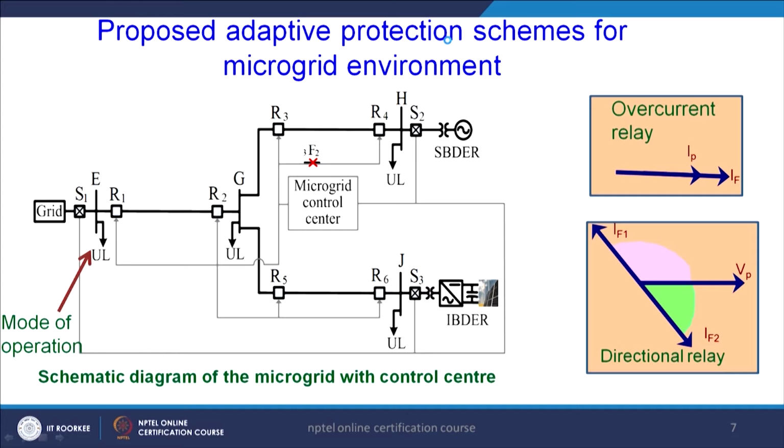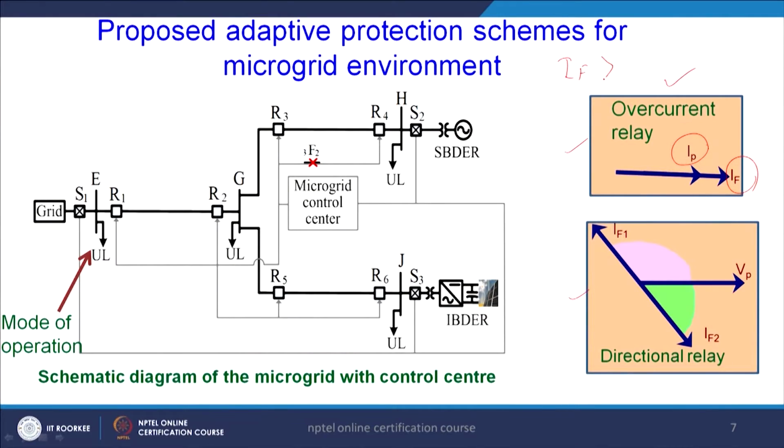Now, as I discussed, in this lecture I will focus on the different schemes, basically the overcurrent relaying principle and also the directional relaying principle. Coming to the overcurrent relaying principle, the principle of operation of this overcurrent relay is: if IP is my set value, and IF is the fault current measured by the overcurrent relay, then if IF is greater than IP, the relay has to take a decision.